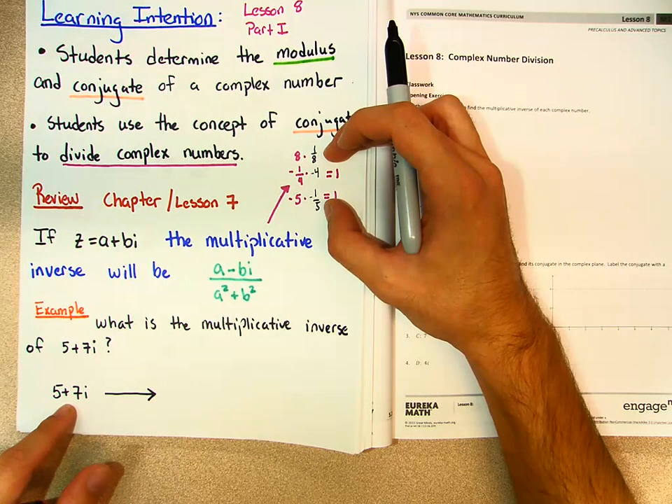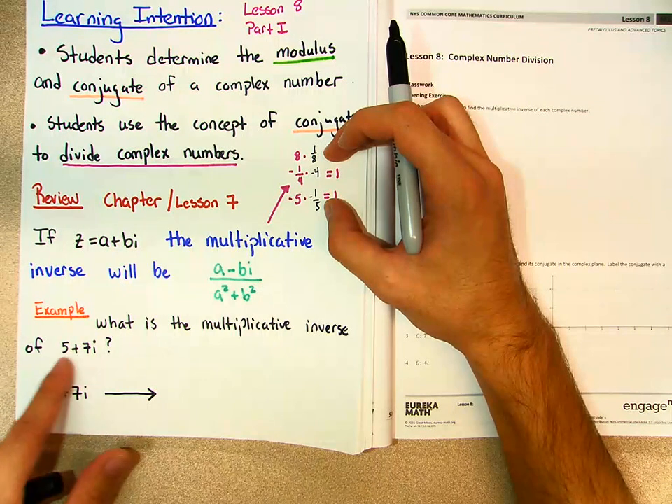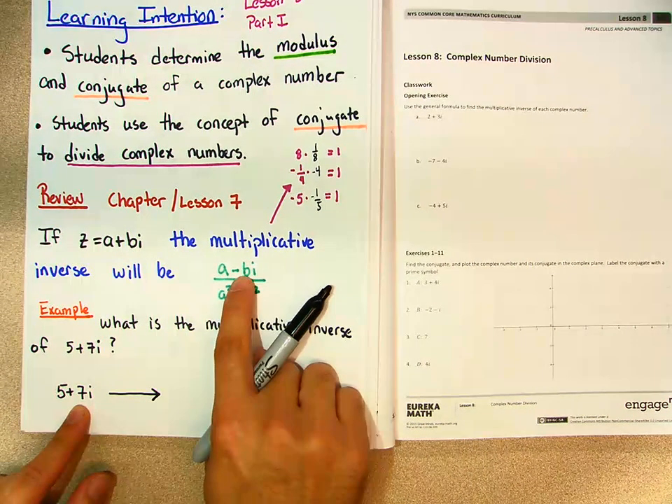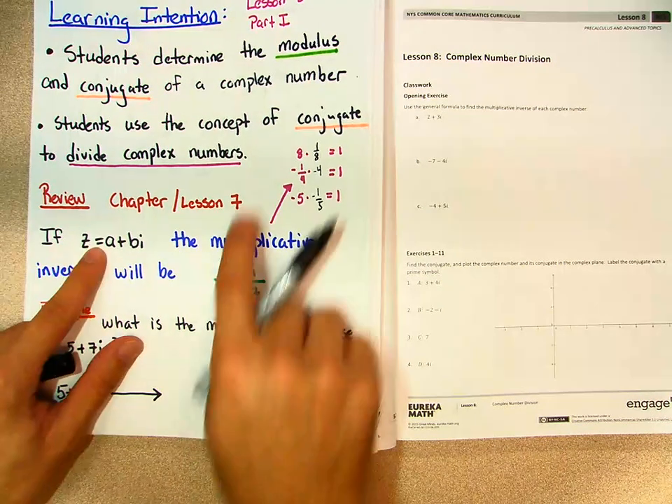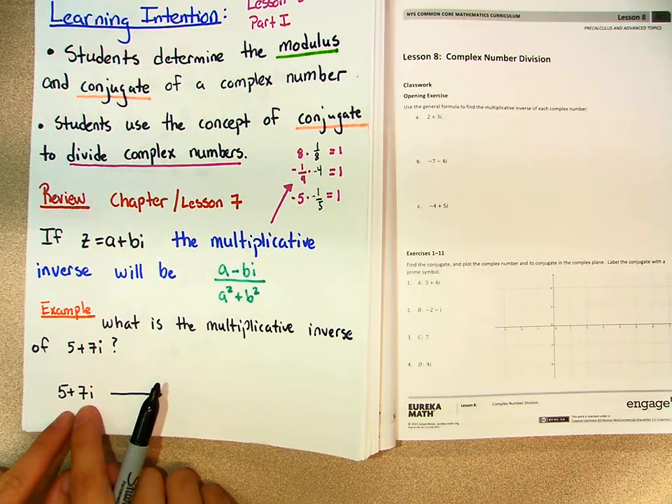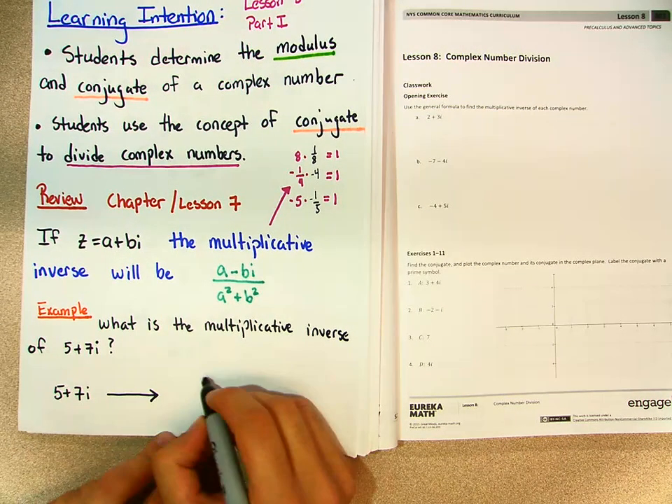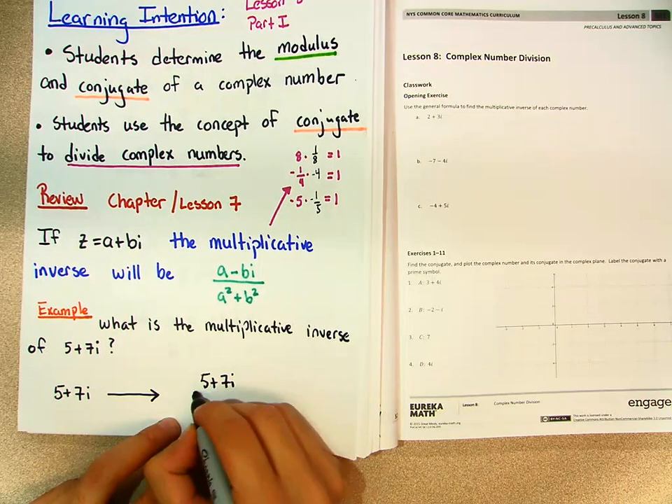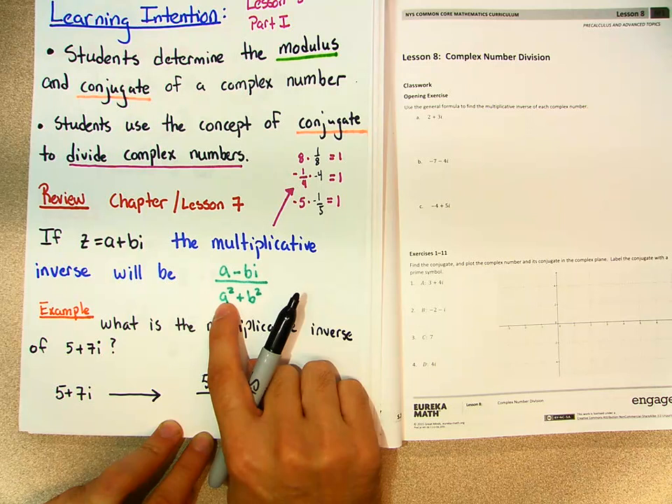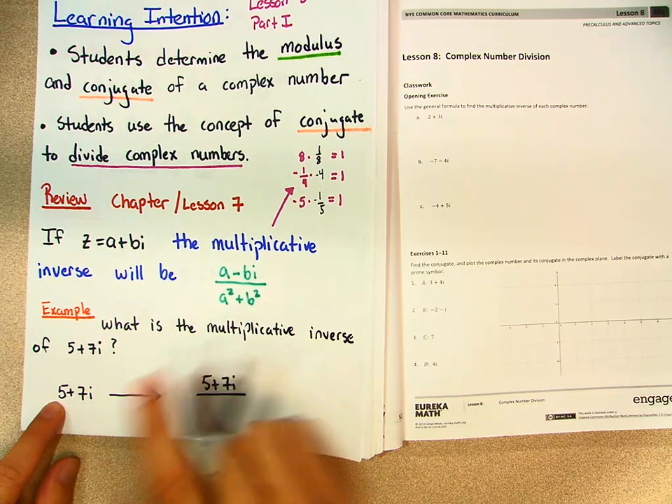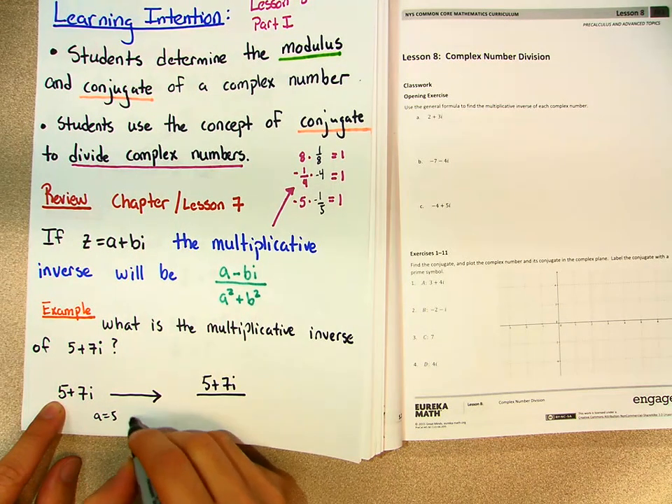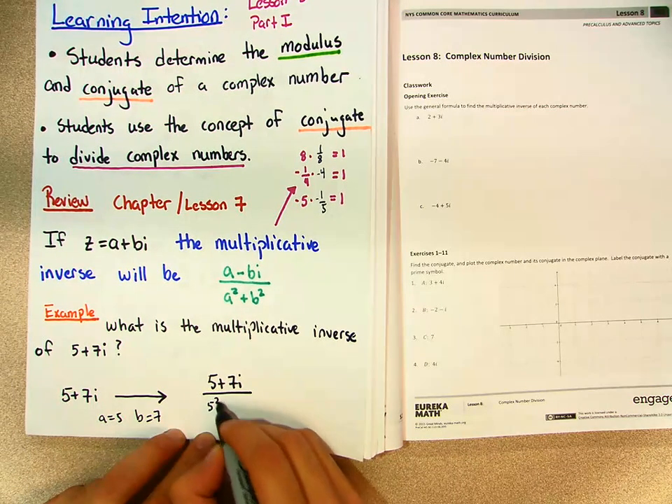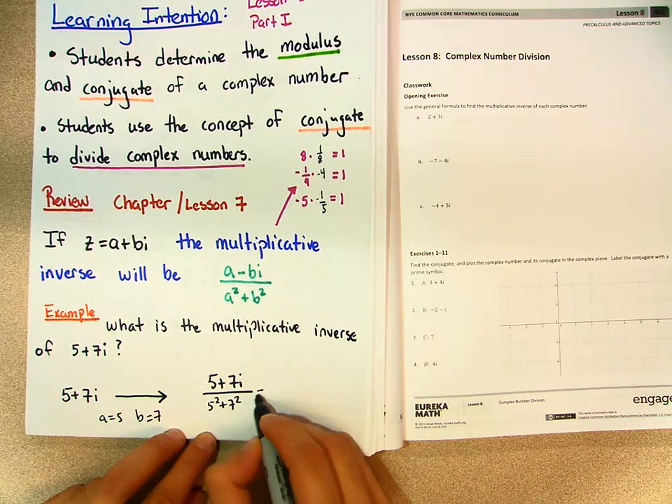So for example, what is the multiplicative inverse of 5 plus 7i? What did we do? The top was always what? Just the conjugate, right? So you just take the complex conjugate of 5 plus 7i, which is 5 minus 7i, right? And then what was on the bottom? A squared plus b squared. My a is 5 and my b is 7. So I'm just doing 5 squared plus 7 squared. And that was equal to what?